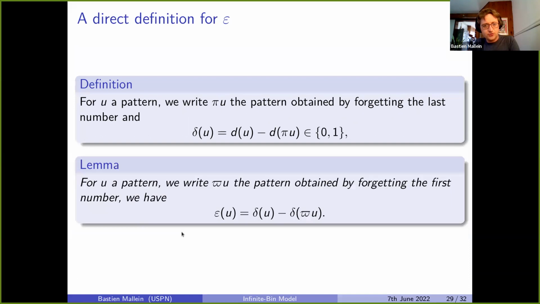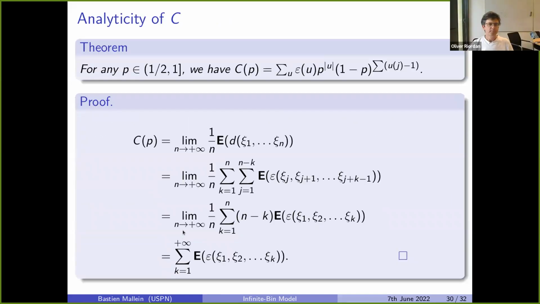starting configuration you defined, this C of p will be equal to the sum of the expectation of epsilon of psi1 ... psi k for every k, right? And psi is a family of i.i.d. geometric random variables. So C of p, I write it as the sum for every word u of epsilon u, p to the power the number of letters in u, 1 minus p to the power the sum of the u of j minus 1.